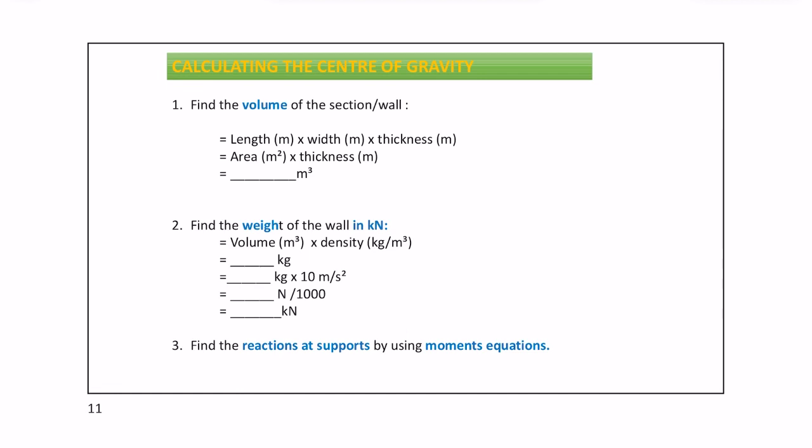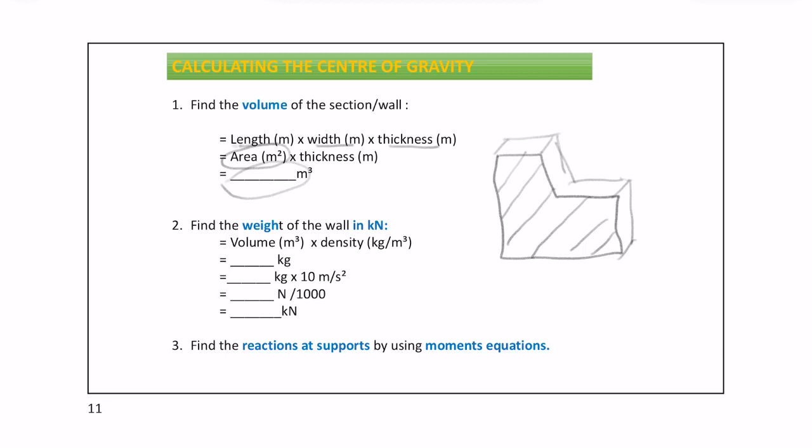You know that to get the volume, it is equal to length darab dengan width of the wall darab dengan the thickness. So it should be the area, meaning kalau wall tu rupanya macam ini, for example. Okay, so this is the area, and then you darab dengan the thickness of the wall lah. You will get the volume.